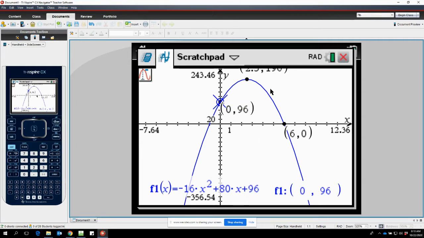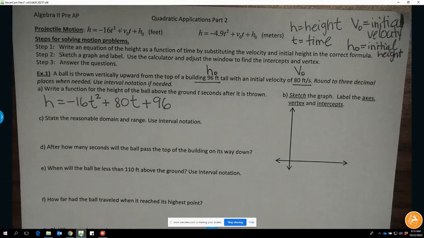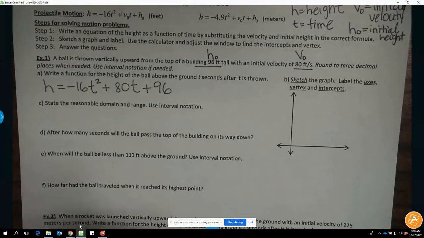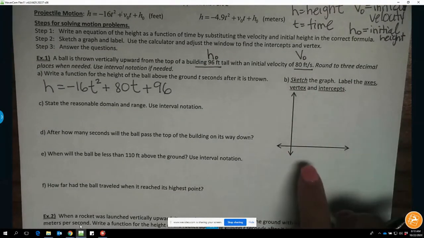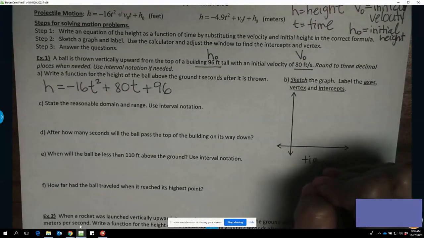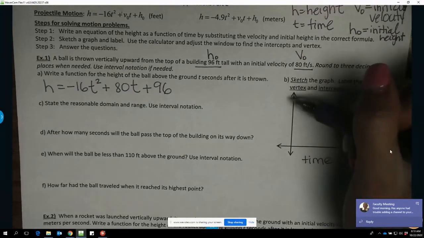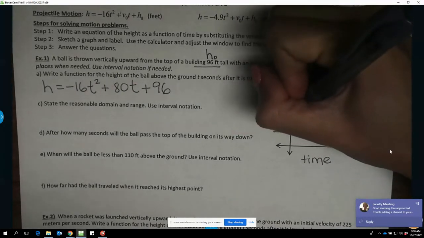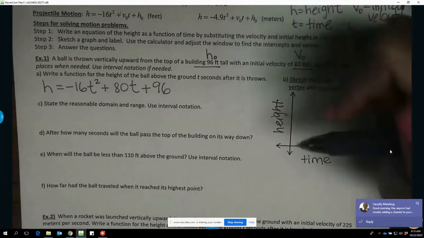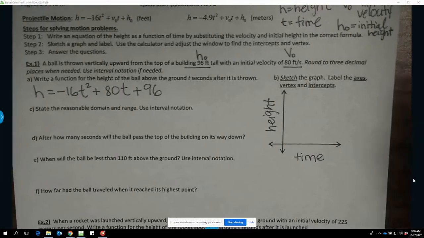Okay, so now that you have everything on here, you need to graph it on your paper. So take all of that and let's graph it. So part B, sketch the graph. Make sure we label the axes. So down here, the x-axis would be time, because that was x. The y-axis would be the height.